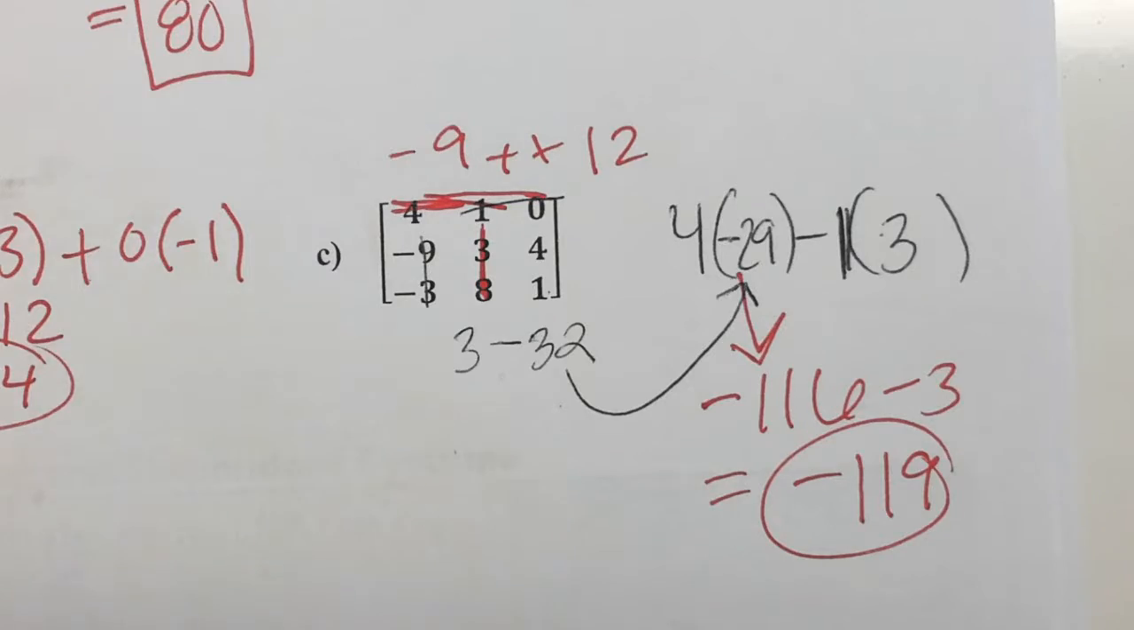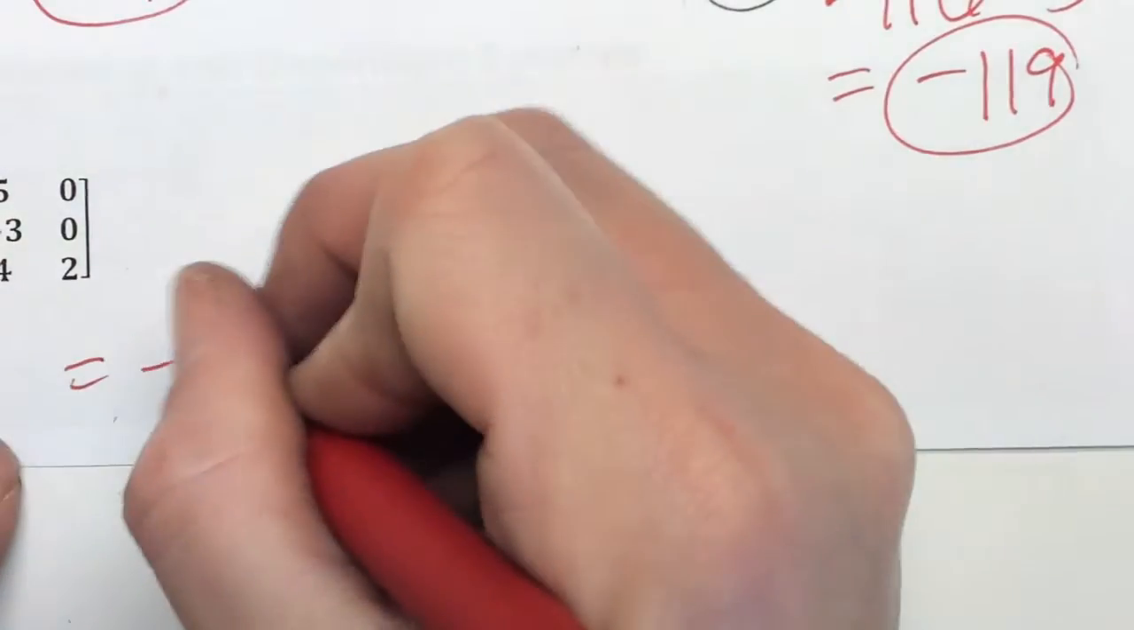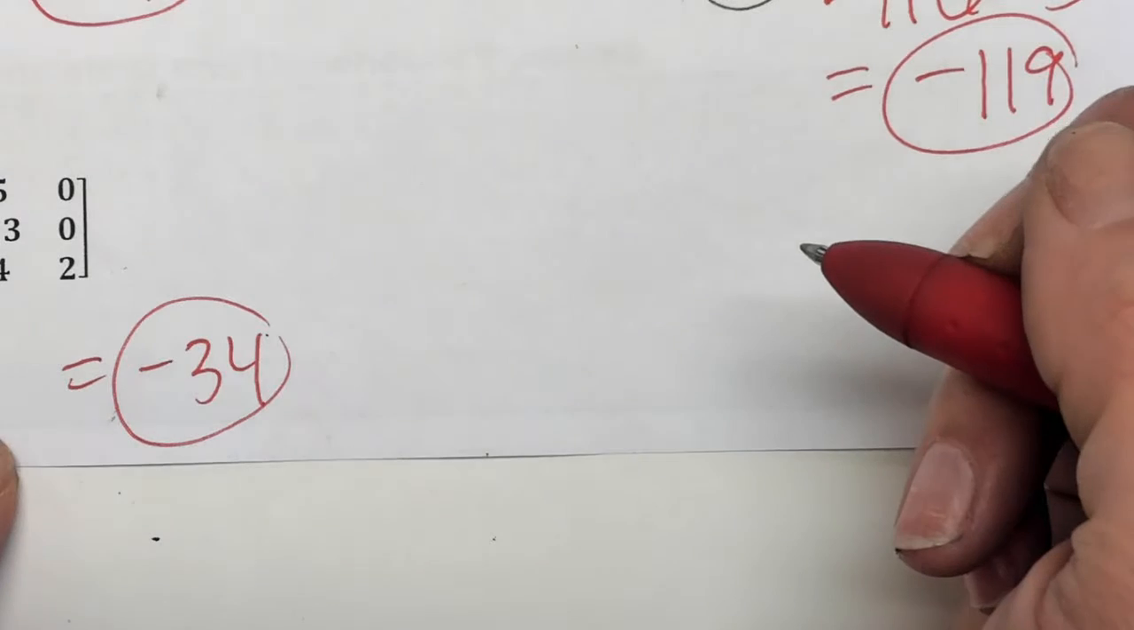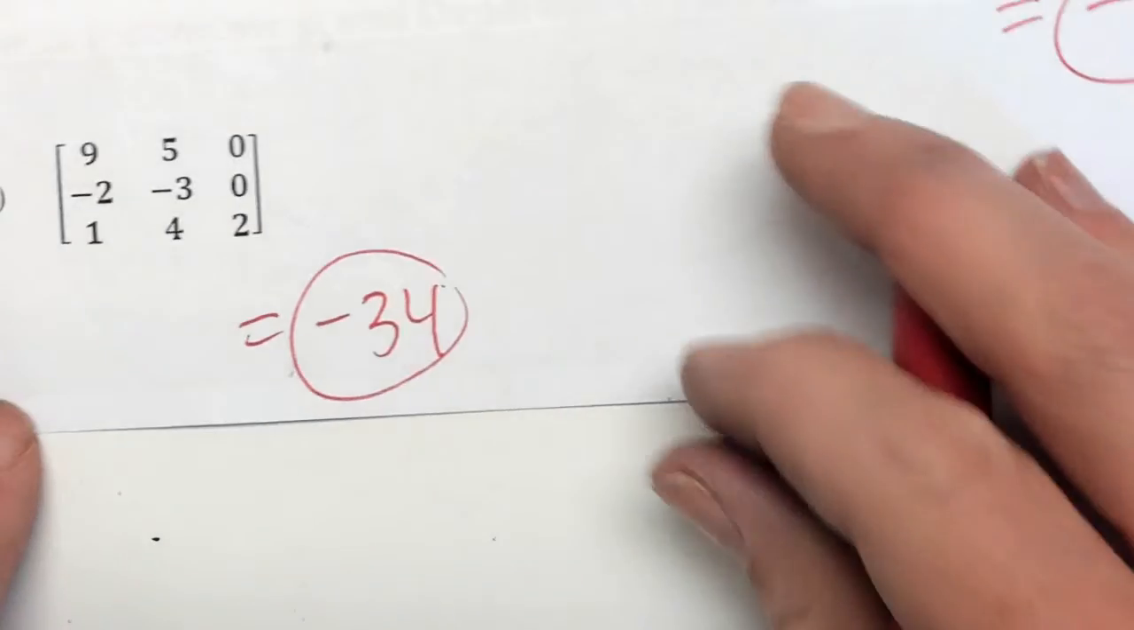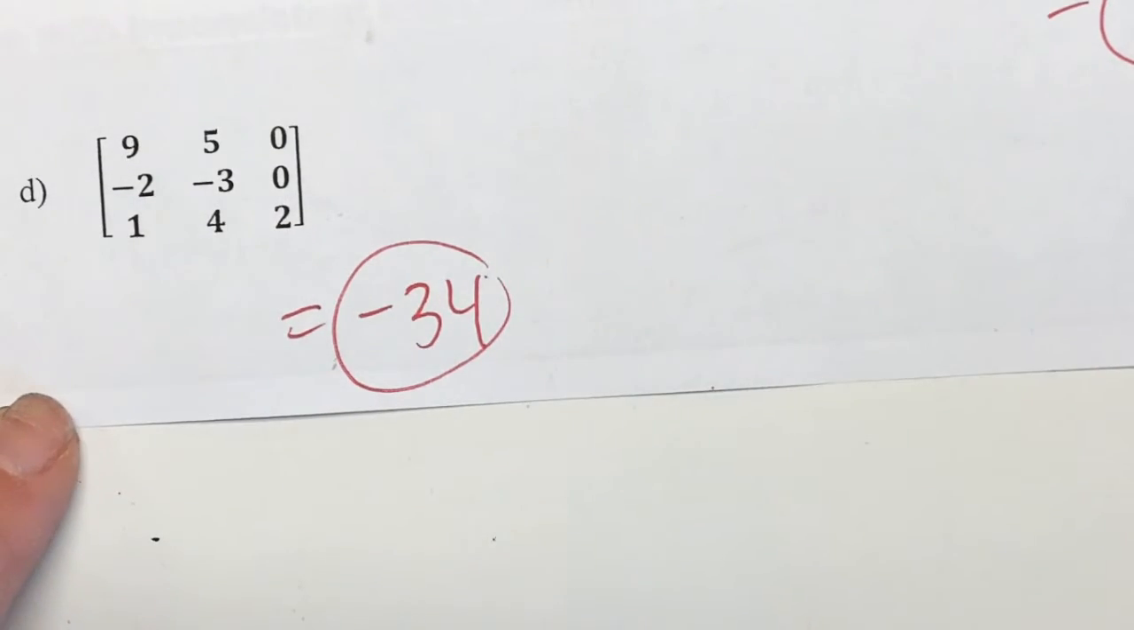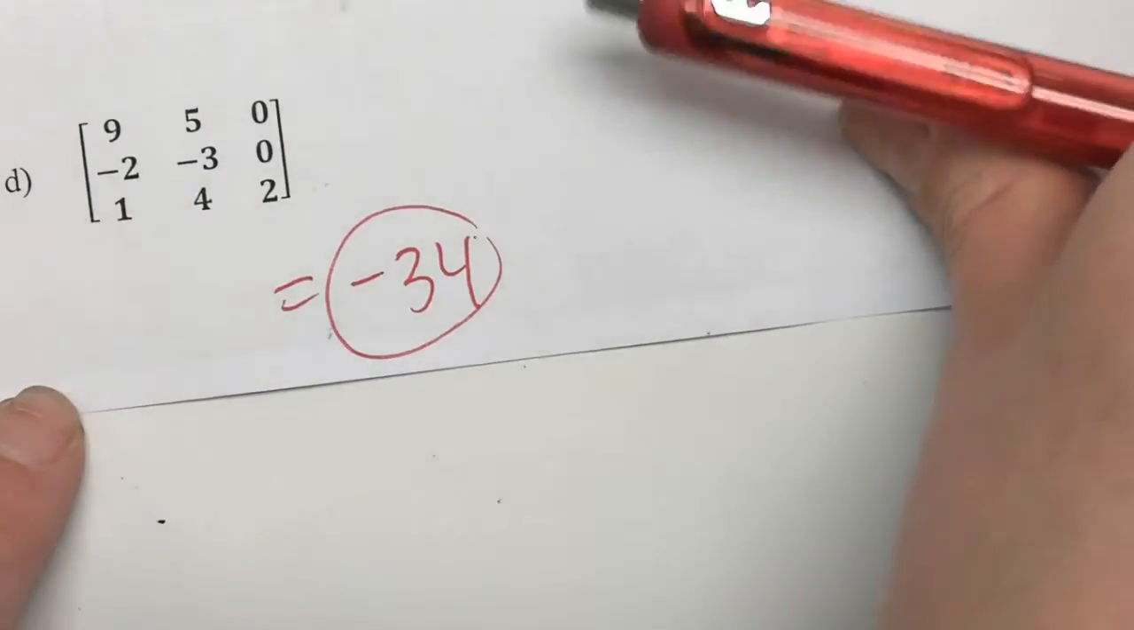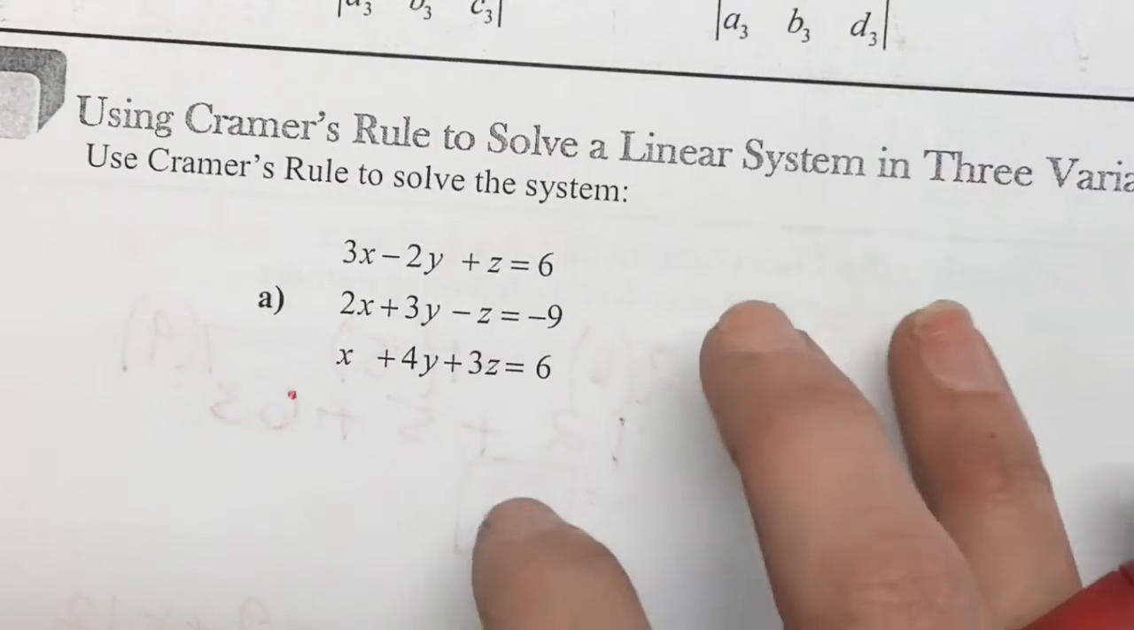What did I get for final answer on D? Do I need to go over this one? Very good. Alright, so that's how you find the determinant of a 3 by 3. Flip it. We're only going to get started on one of these. We're not going to be able to finish.